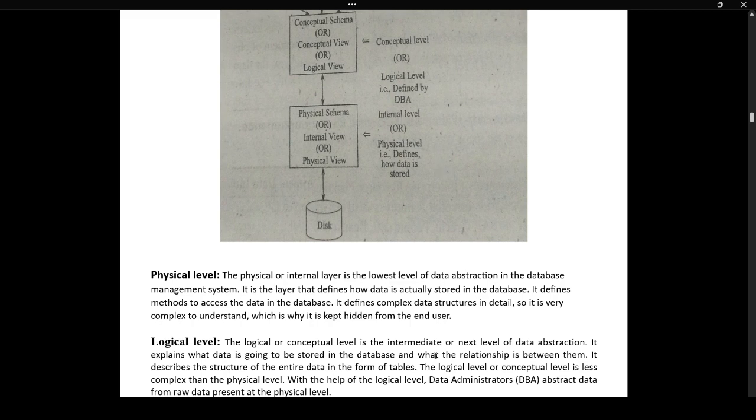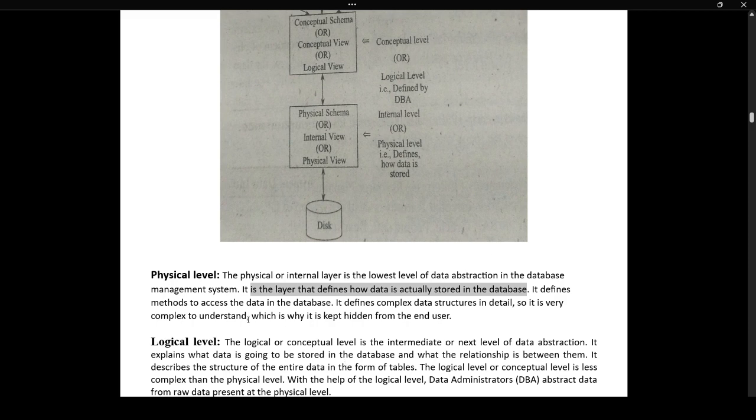And one more thing, this layer defines how data is actually stored in the database. That is, the way in which the data is stored in the database: is it stored in table format, or which type of structure, I mean architecture, what type of architecture they used. So how the information is actually stored, we get that information at this level.